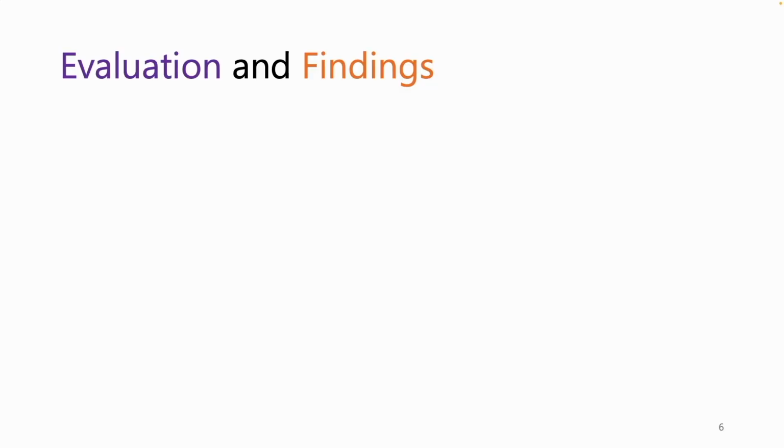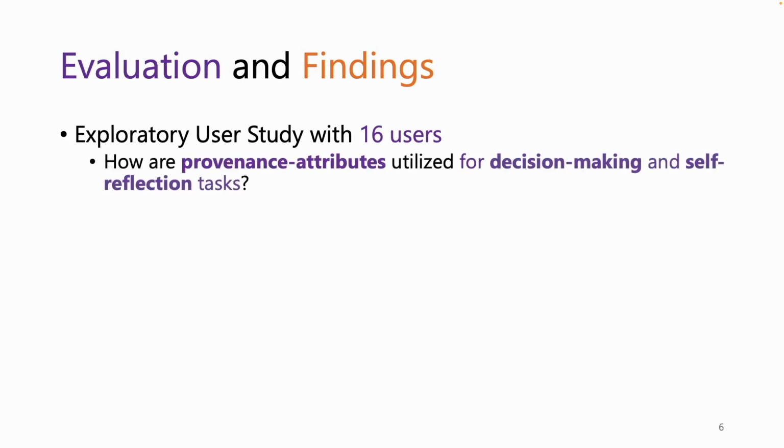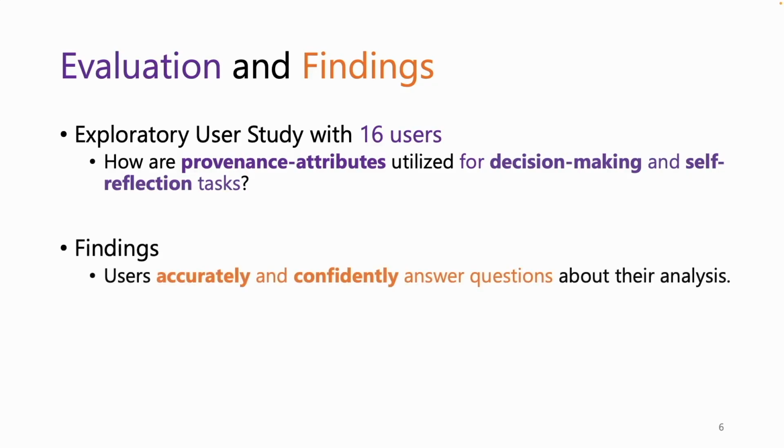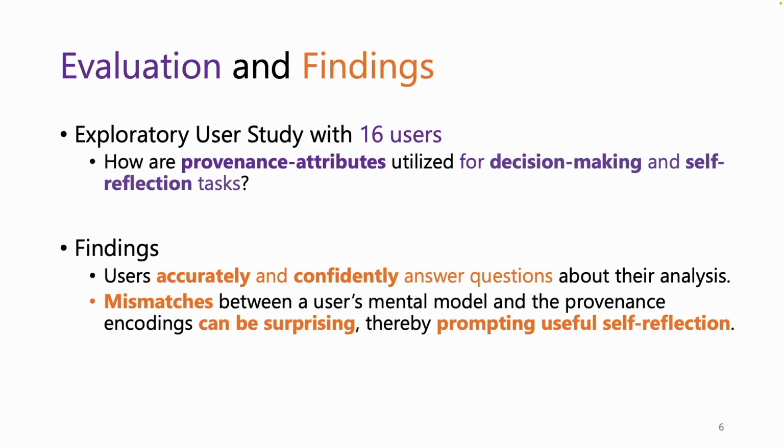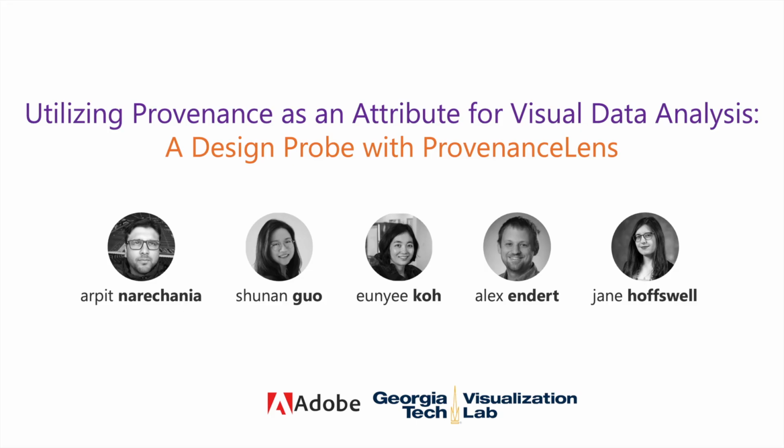As part of our evaluation, we conducted an exploratory user study with 16 users to understand how provenance attributes are utilized for decision-making and self-reflection tasks. We find that using provenance attributes, users accurately and confidently answer questions about their analysis, and that mismatches between a user's mental model and the provenance encodings can be surprising, thereby prompting useful self-reflection. For more details, please read our paper.